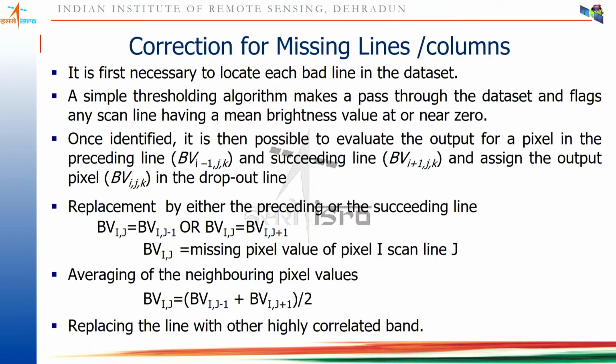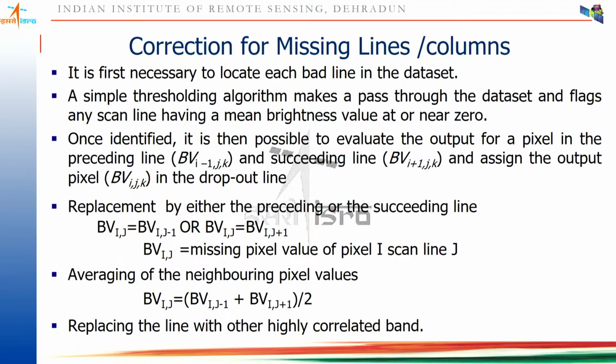Now how do we correct for these dropouts? Of course, if the data is not recorded, there is no way you can get it back. You can simply do some processing to estimate the values. So first we have to identify whether a line has gone missing or not. You can do a simple threshold. That means find the average of each line, right? And if there is any line which has an average around zero value, that means that line has gone bad. That means no data is recorded for that line.